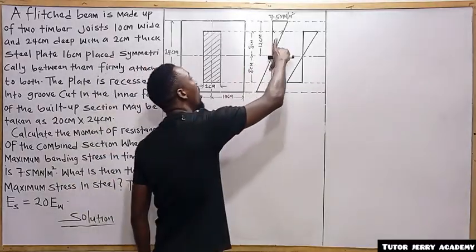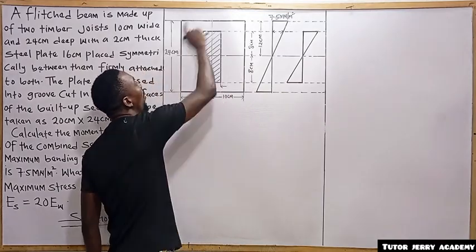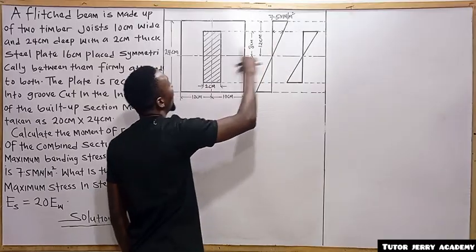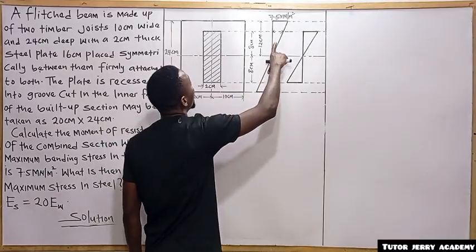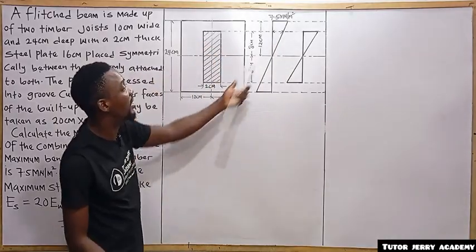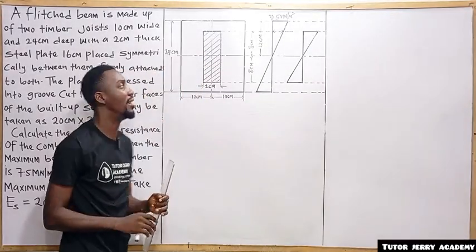All right. So inside this section, we have two things inside. We have our wooden section, the stress distribution for the wood, and we also have the steel section there. Do you understand? So it comprises the whole section. I hope you understand.